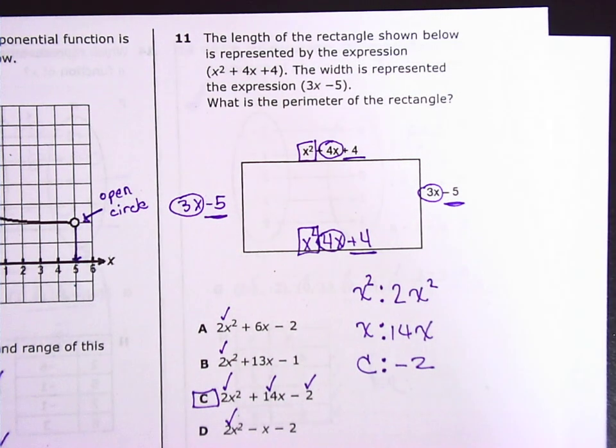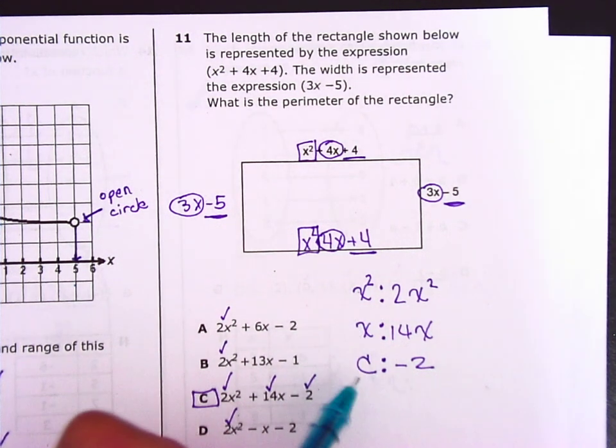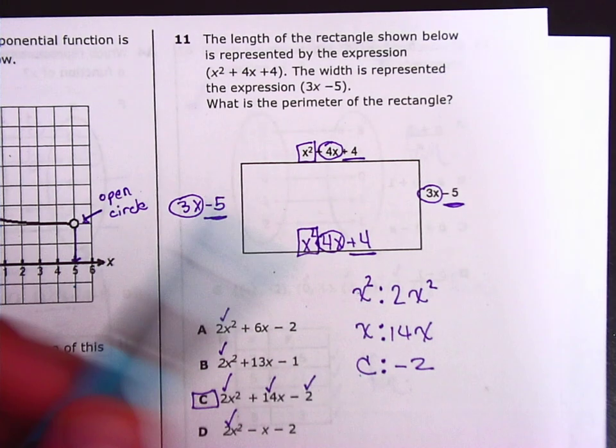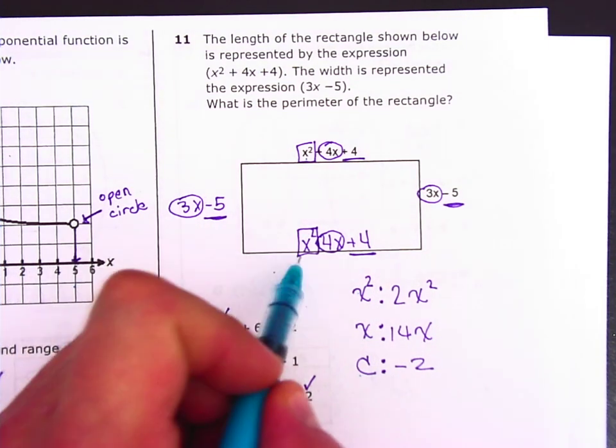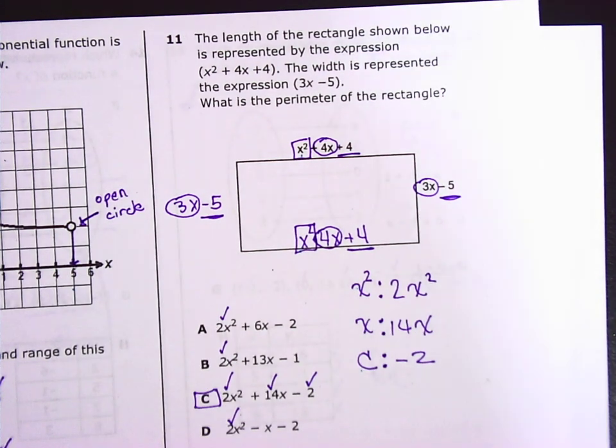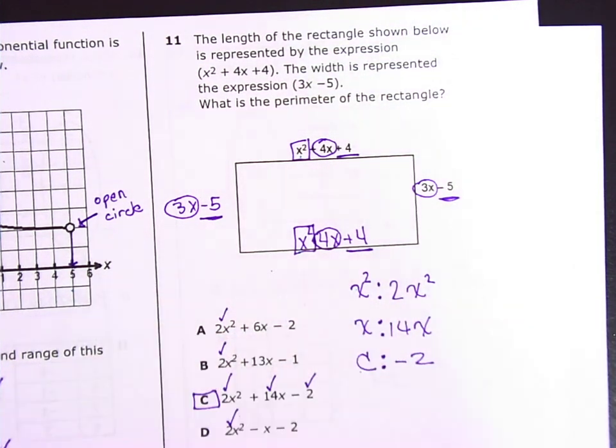So I went ahead and broke down all my terms into 3 categories. I have x squares, x's, and then constants, or just plain old numbers. So I went with the highest exponent first, and I added how many x squares I have. I have 1x squared on the top, 1 on the bottom, and none on the left or right. So that's a total of 2x squares. Remember, you do not add the exponent. You just count how many of these x squares you have.